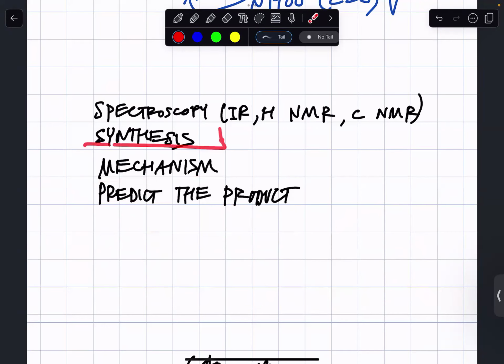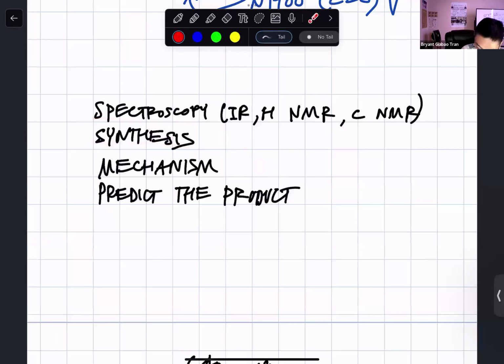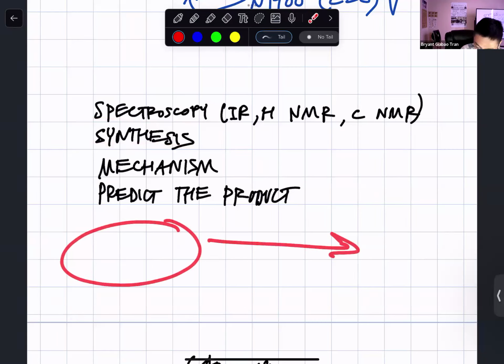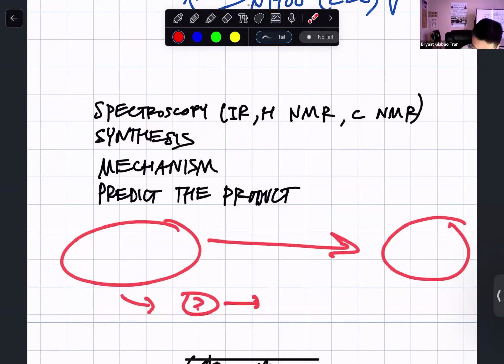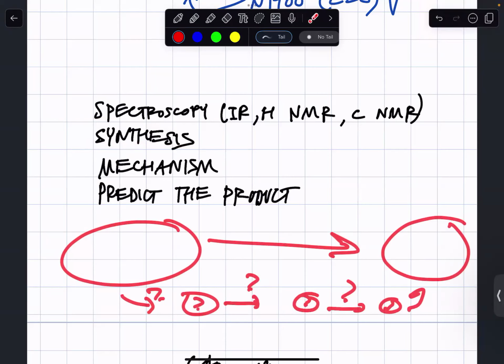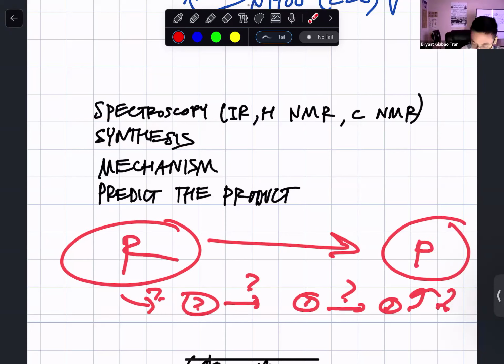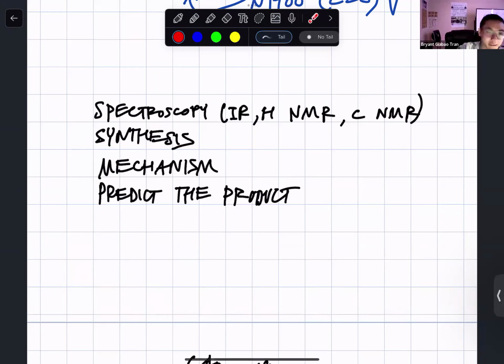Now synthesis, this is where they give you a reactant molecule. They don't give you reagents, and they give you a product, and you have to use multiple reactions to transform that reactant molecule into the product. So you know the reactant and the product, but you have to figure out the steps necessary. That comes after you learn a lot of reactions. Think of those reactions as tools in your toolbox, which you could use to transform something into something else.